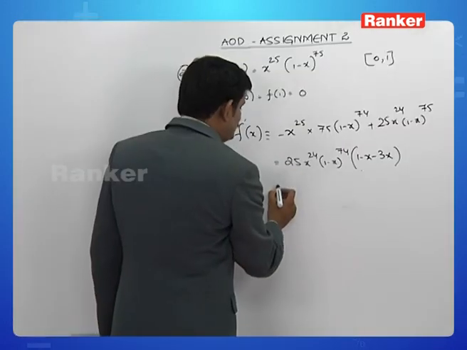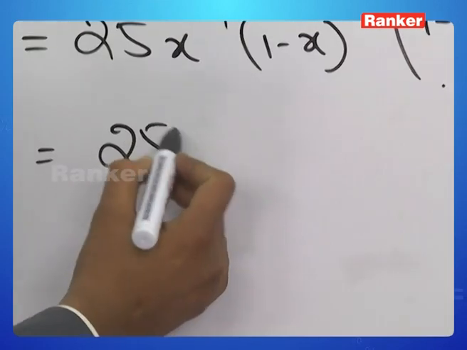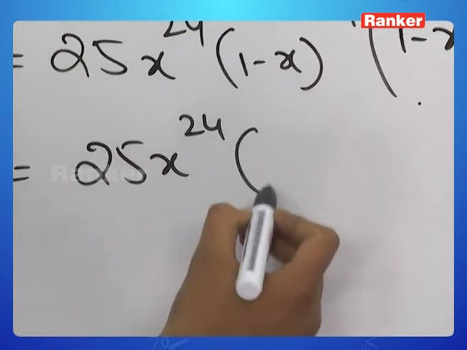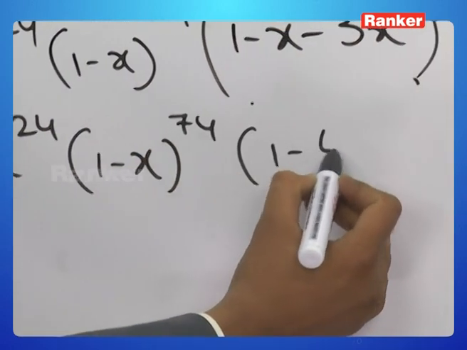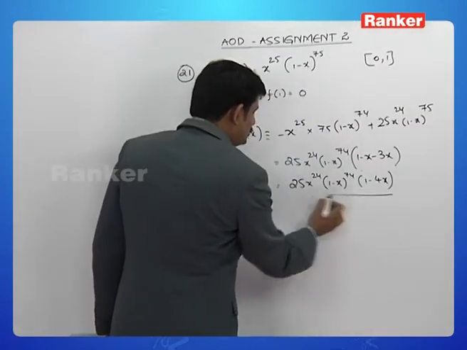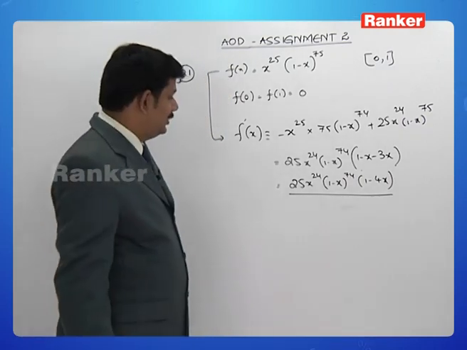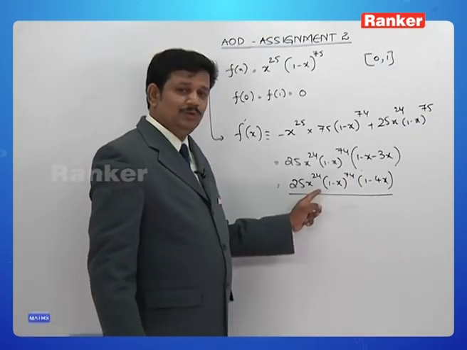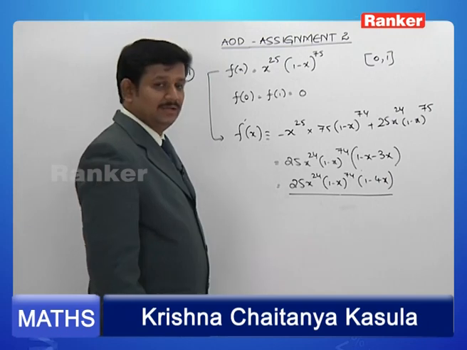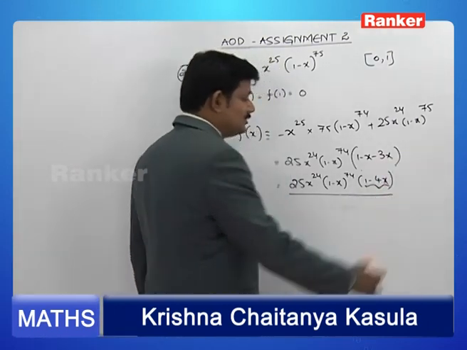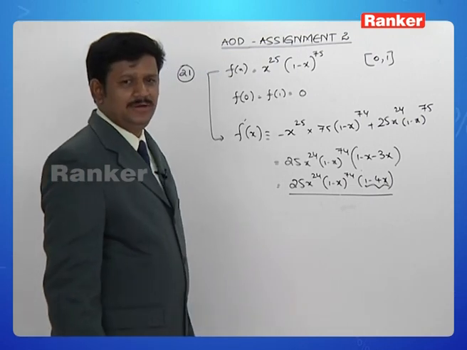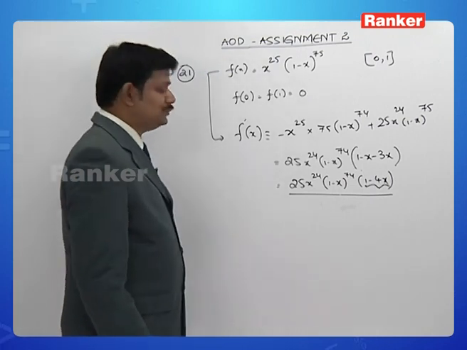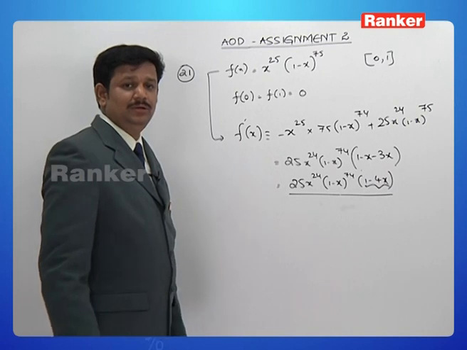So f dash of x is equal to 25 into x power 24 into 1 minus x power 74 into 1 minus 4x. So there is only one critical point between open 0 to open 1, which is when this is 0, that is x equal to 1 by 4. So at this point we should have the global maximum. So the answer is x equal to 1 by 4, option B.